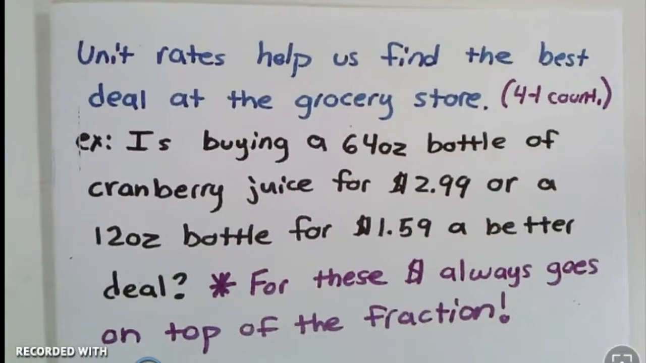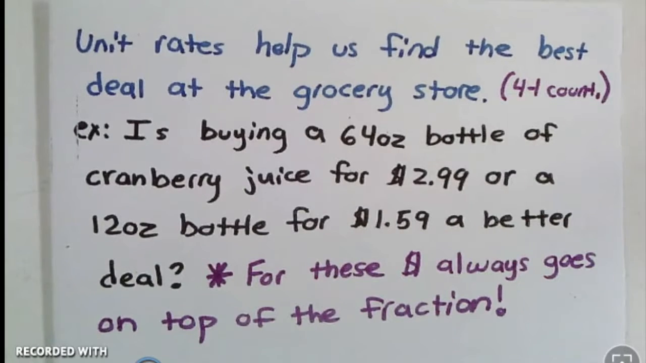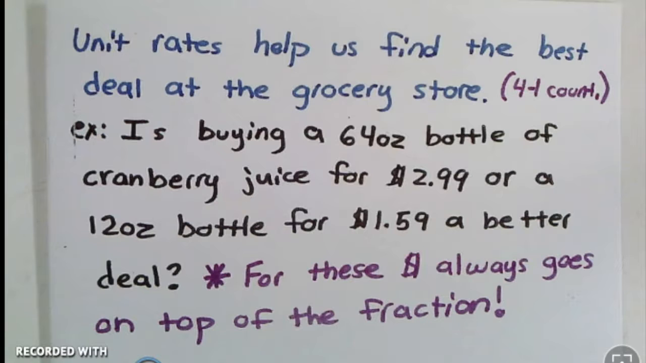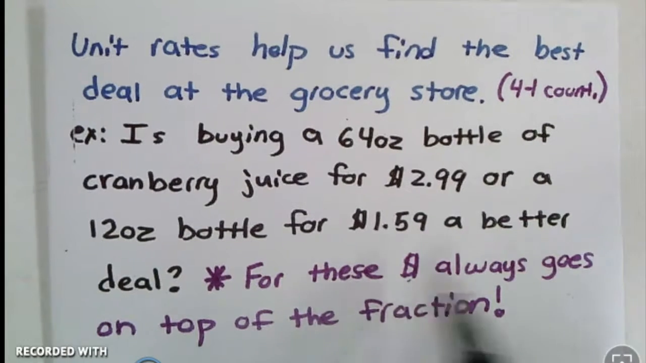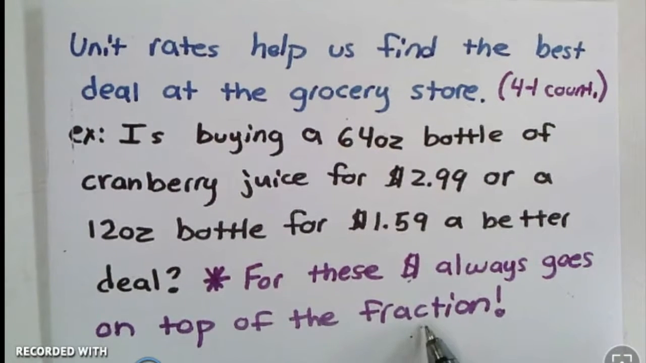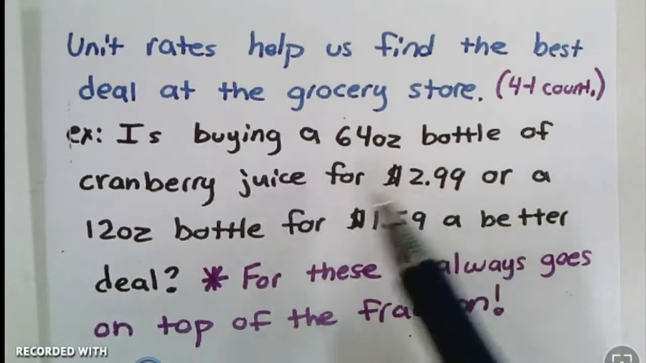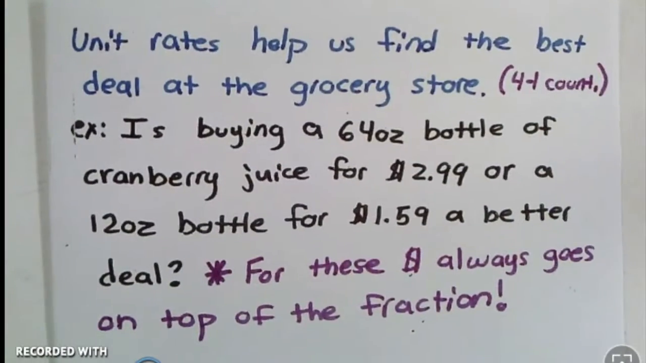Unit rates can also help us to find the best deal at the grocery store. So here's an example. Is buying a 64-ounce bottle of cranberry juice for $2.99 or a 12-ounce bottle for $1.59 a better deal? For these types of problems, the money always goes on top of the fraction. And that's because we want to know what 1 ounce is, how much money we're going to spend on 1 ounce of each to get a fair comparison going.